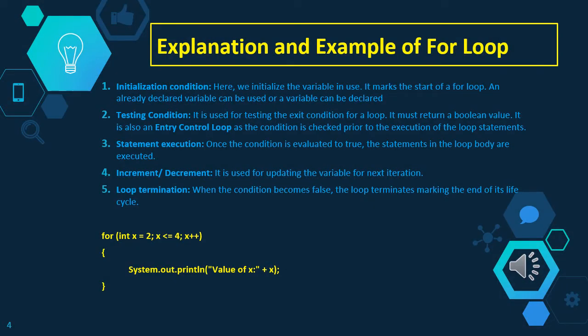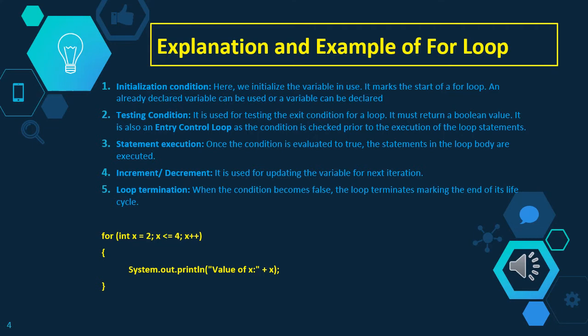Explanation and example of for loop. Initialization condition: here we initialize the variable which is going to be used. It also marks the start of the for loop. An already declared variable can be used or a variable can be declared inside the initialization condition. Testing condition: it is used to test the exit condition for a for loop. It must return a boolean value, that is true or false.